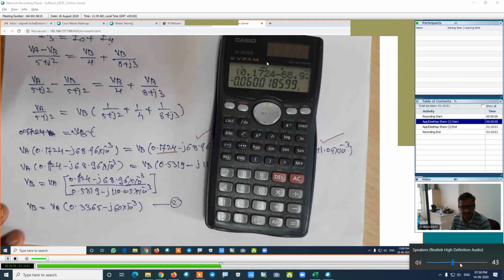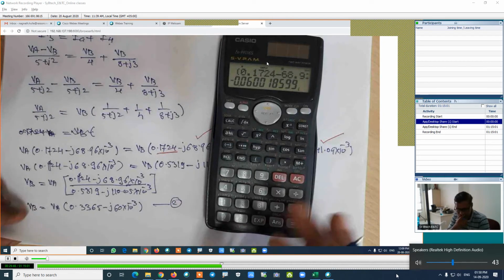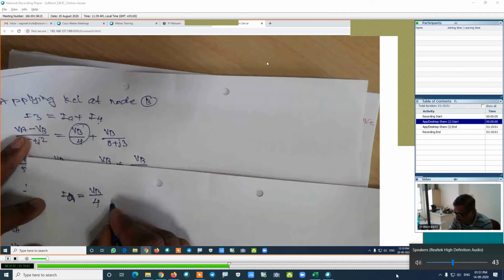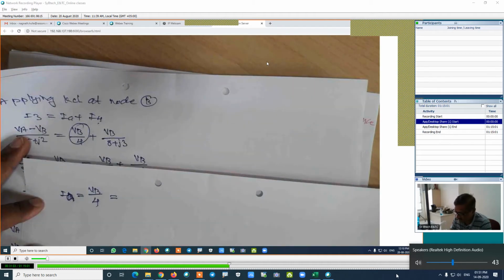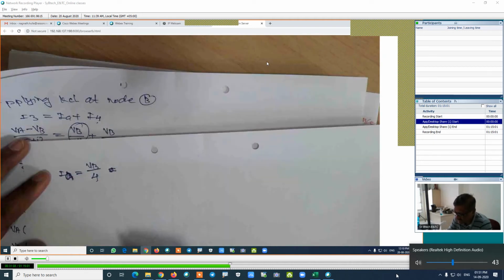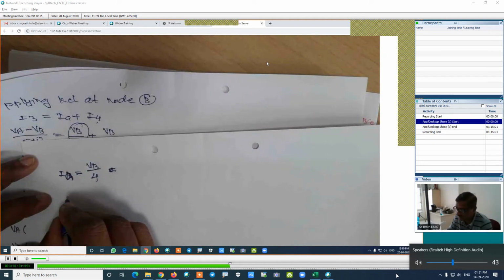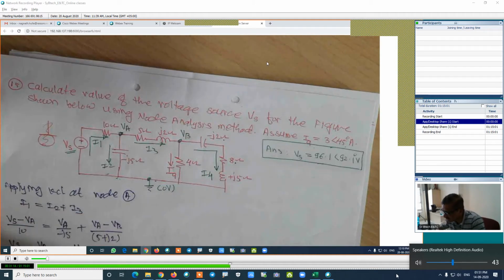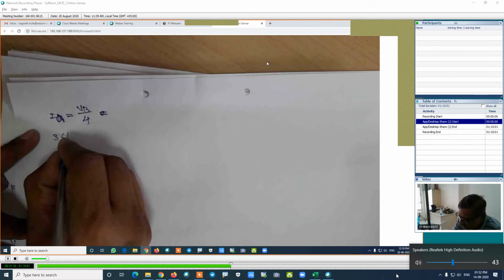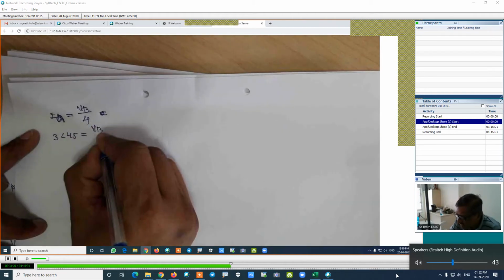Now what we will do, again we are interested in the calculation of the VS. We have two equations and the unknowns. IA is equal to VB divided by 4, and IA is already known, so we will find out the value of VB here. How much is IA? The value of IA is already given in the problem itself, which is 3 angle 45. This is 3 angle 45, which is equal to VB divided by 4.